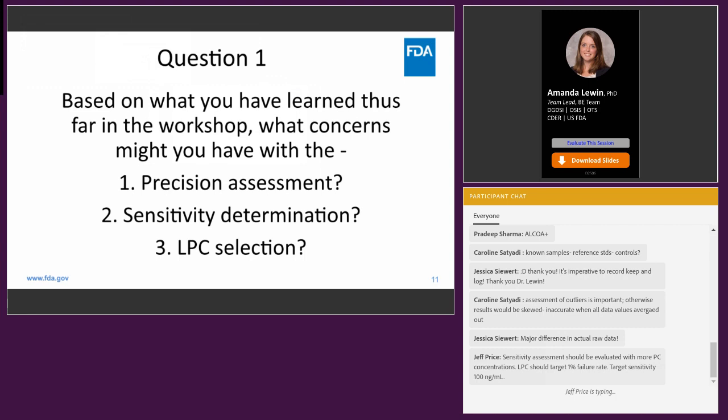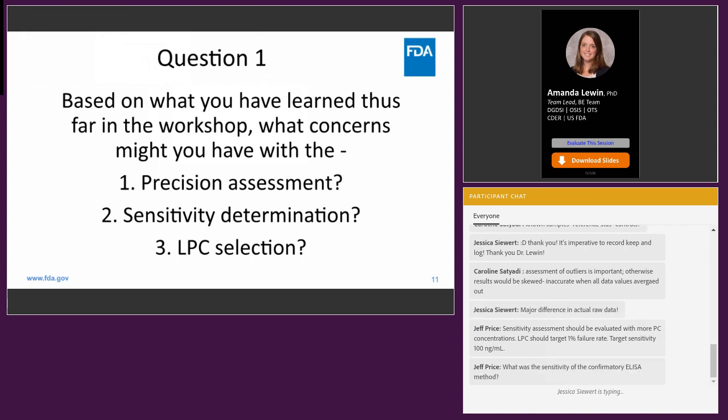I'm seeing that, yeah, the sensitivity assessment should have been evaluated with more PC concentrations, a lot more PC concentrations, right? And yeah, the LPC should be set statistically for that 1% failure rate. Right now, we're going to focus on the screening assay just for the sake of time and for this example, so I think from here on out, we could ignore the confirmatory as much as you all might like that assay.